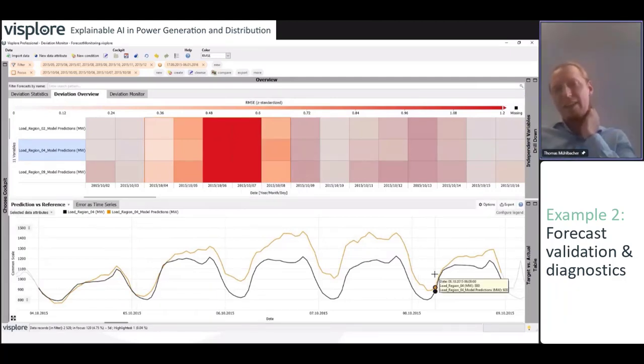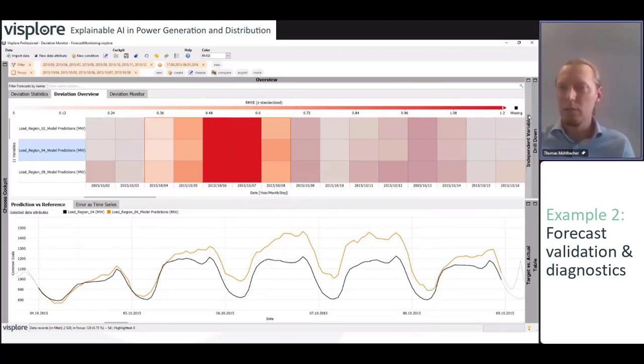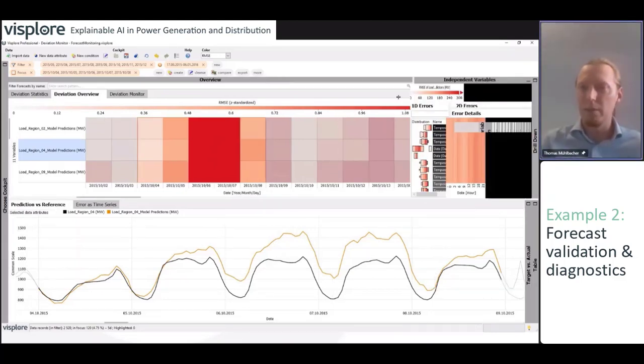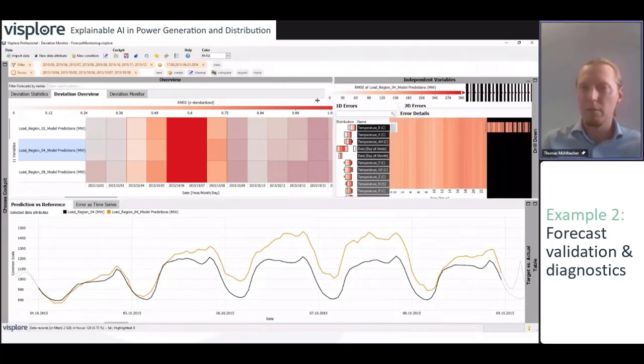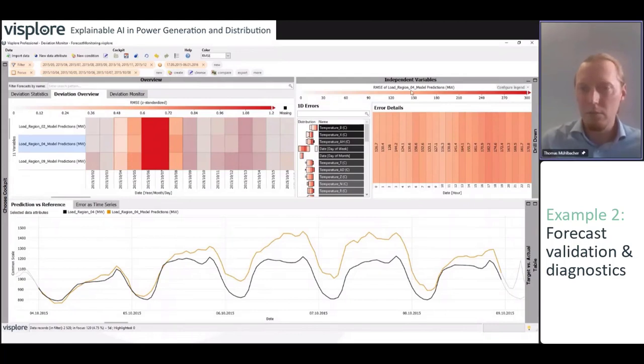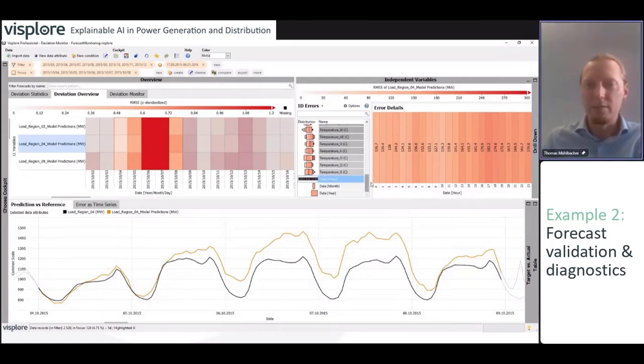Now let's try to diagnose these errors. For example, we can look at other variables and see what they were doing at these times. So here we can open a view on independent variables, a little bit bigger. And you see here a list of independent variables, quite a long list.